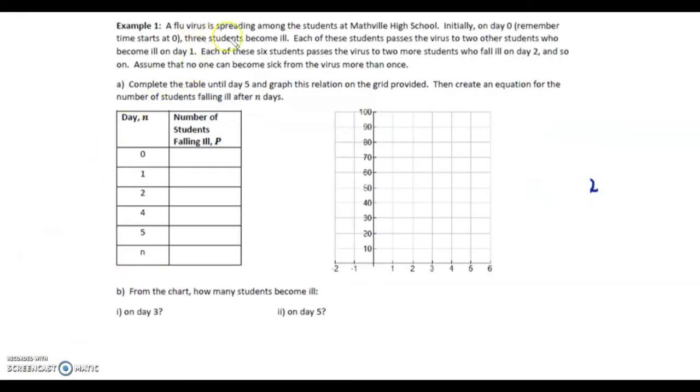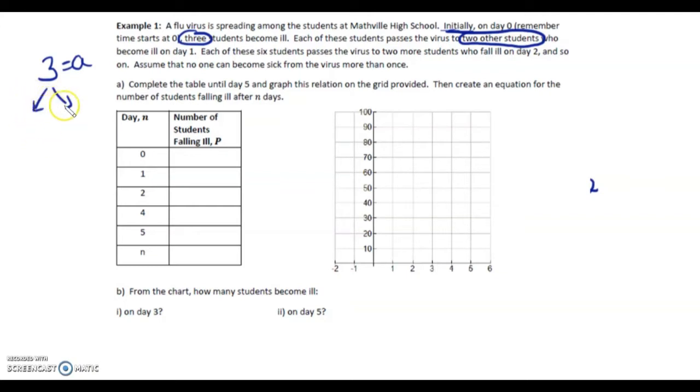Okay, so example 1: a flu virus is spreading among the students at Mathville High School. Initially, on day 0, and remember, time starts at 0, 3 students become ill. So that would be our starting amount, which is A. Each of these students passes the virus to 2 other students. Wow, this is so convenient during COVID times. Okay, who become ill on day 1. And then each of these 6 students passes it to 2 more students, and they become ill on day 2. So every single time, these students are passing it to 2 other students each.